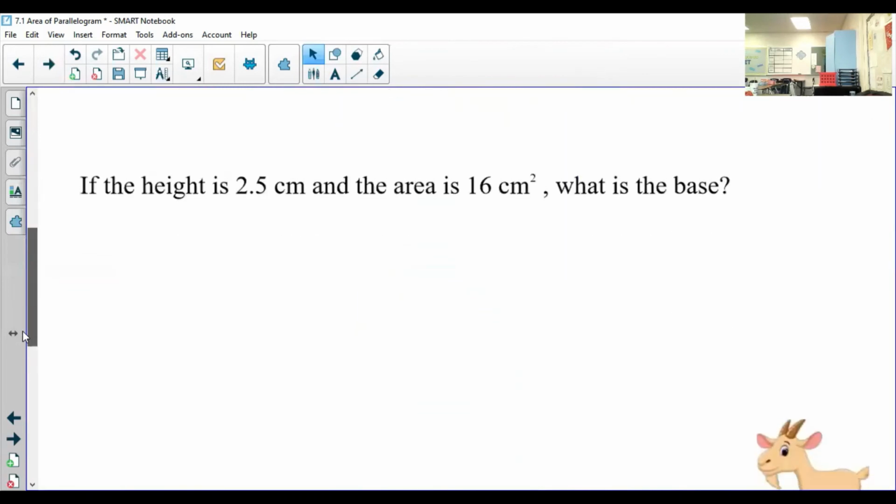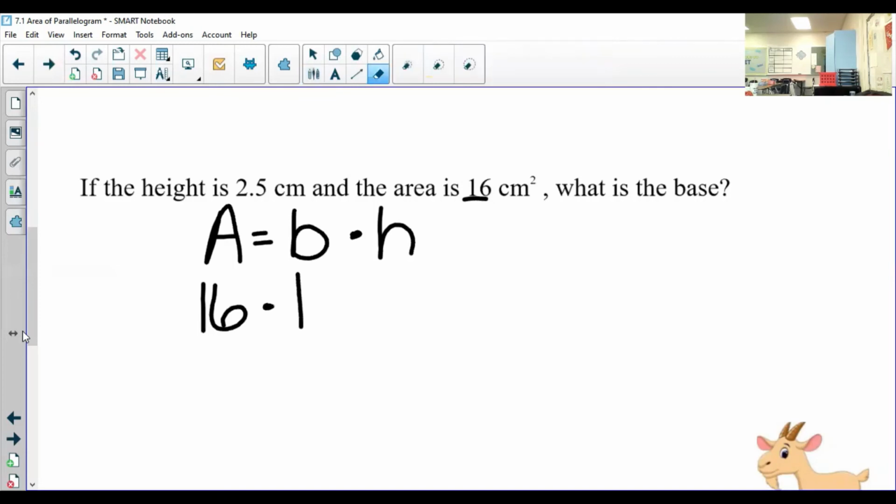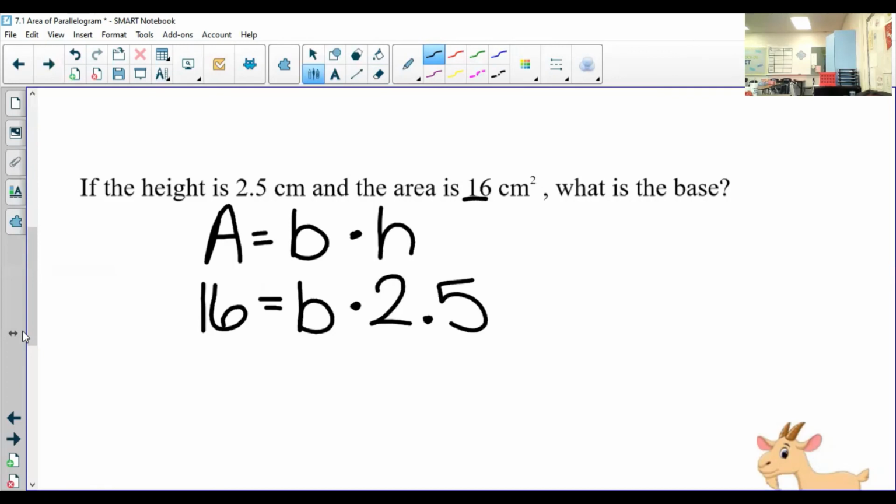Here's another one. If the height is 2.5 centimeters and the area is 16 meters, what is the base? Okay, now I could draw myself a picture, but we just figured out this is an equation. Area equals base times height. So let's just put the numbers in. What does A equal? 16. What does B equal? We don't know. Oops, my bad. We don't know what B equals, so we keep it B times H, which is 2.5.